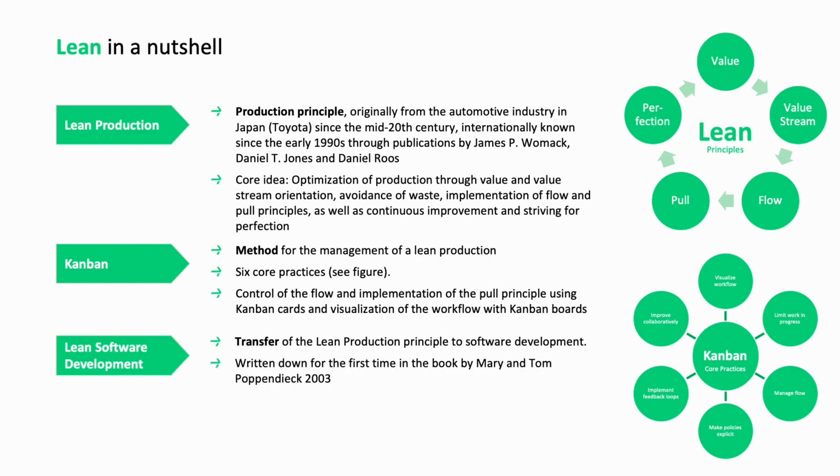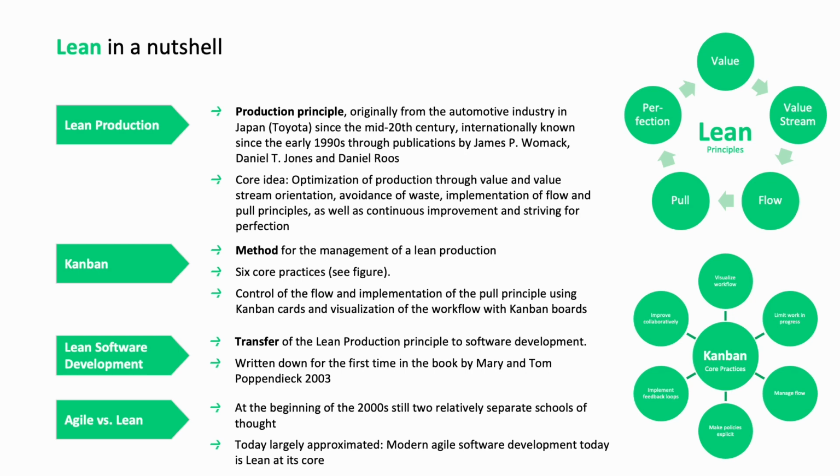Lean software development is the application of the lean production principle to software development. This idea was first explicitly written down in the book by Mary and Tom Poppendieck from 2003, that is, both lean and agile in software development date back to about the same time. And what is the relationship between lean and agile? Or rather, what is the difference between the two process principles in the area of modern software development?